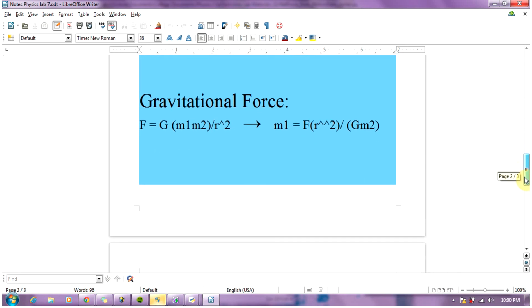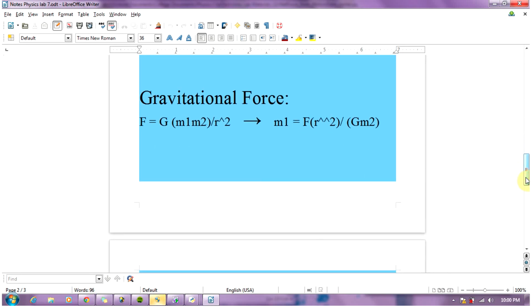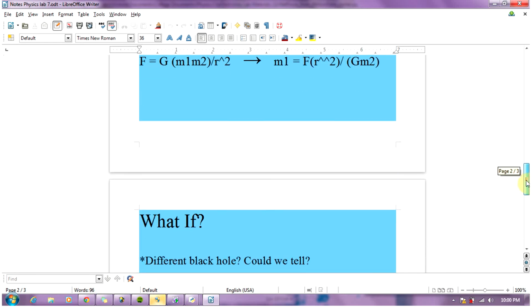Now, in this particular problem, we are able to calculate the net force. We are out in space, so we have the gravitational force between our black hole and our star. To calculate the mass, we just did some algebra to solve for one of the masses, and this is what we got: F net times the distance squared divided by the G constant times the second mass, which gave us the mass of our black hole.